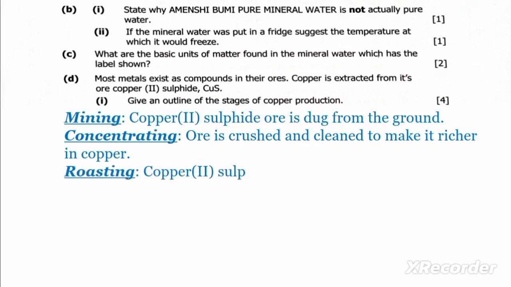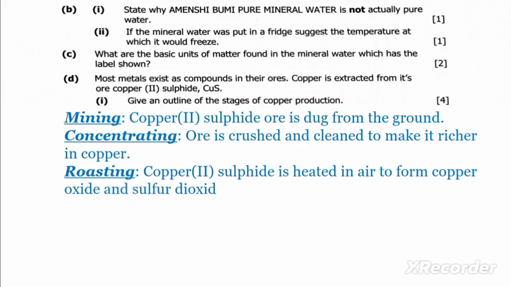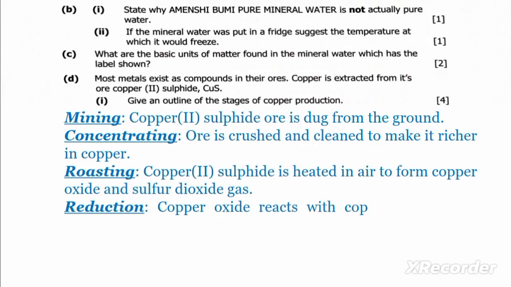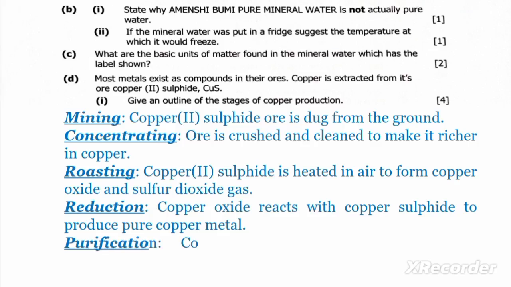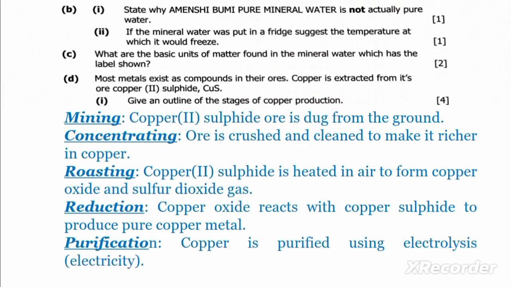Number three, roasting: copper 2 sulfide is heated in air to form copper oxide and sulfur dioxide gas. Number four, reduction: copper oxide reacts with the copper sulfide to form pure copper metal. Or we can say copper oxide is reduced to pure copper. The last stage, purification: copper is purified using electrolysis.